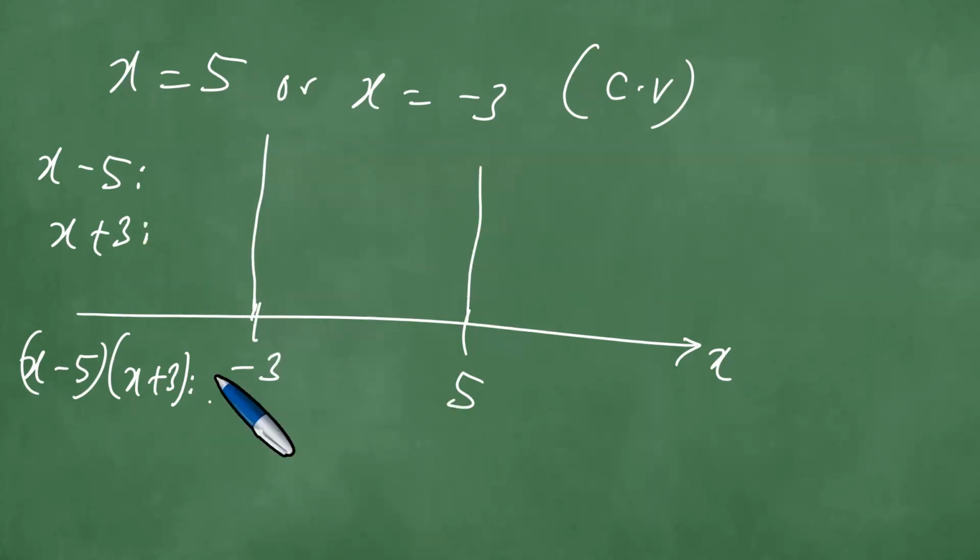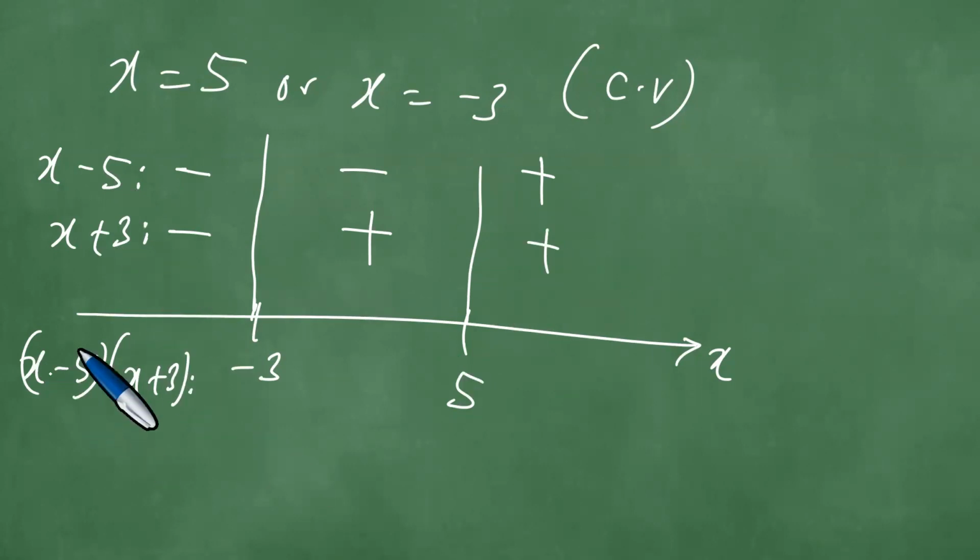So now, at this point, if you take any arbitrary number smaller than minus 3, like minus 10. What is minus 10 minus 5? It's minus 15, negative. Minus 10 plus 3 is minus 7, negative. Between minus 3 and 5 is 0. 0 minus 5, it's minus. 0 plus 3, it's a plus. Bigger than 5, it's 10. 10 minus 5, it's a plus. 10 plus 3 is 13, plus.